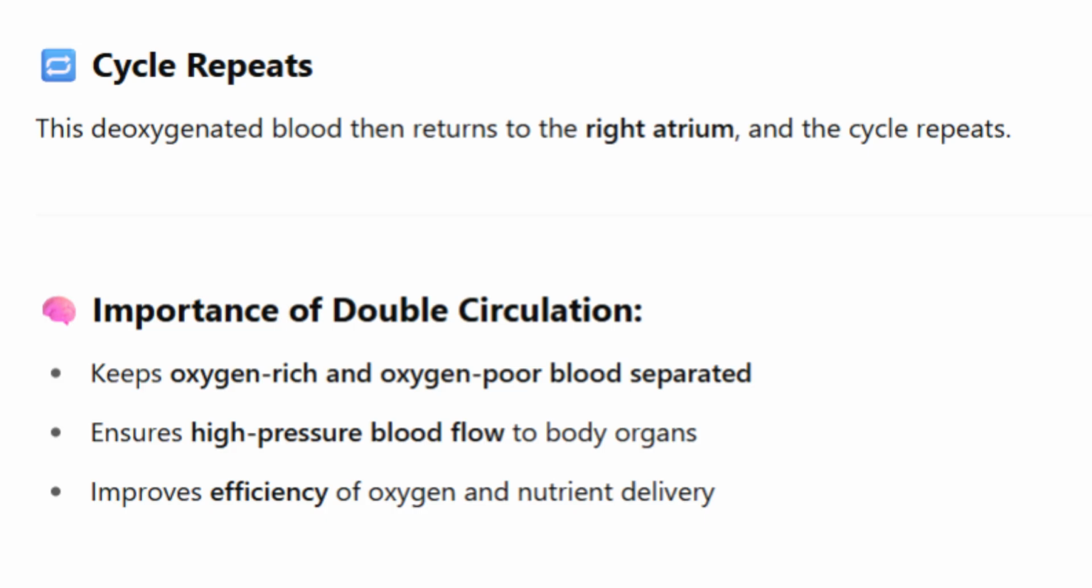Importance of double circulation. Keeps oxygen-rich and oxygen-poor blood separated. Ensures high-pressure blood flow to body organs. Improves efficiency of oxygen and nutrient delivery.